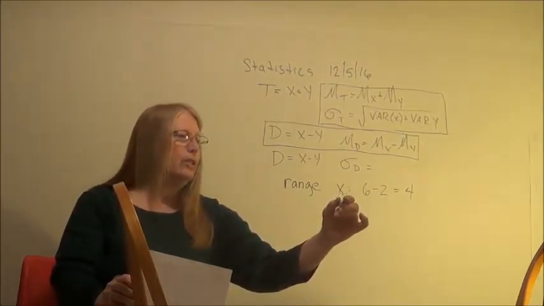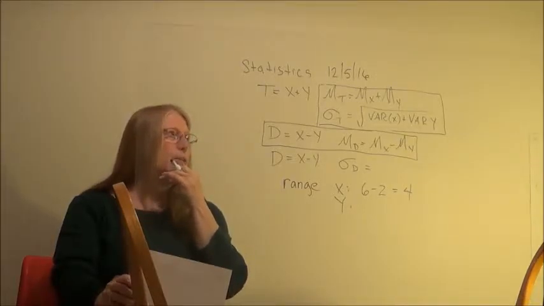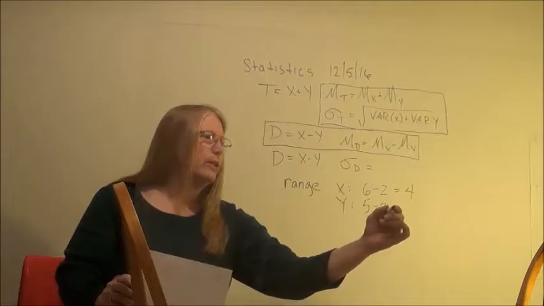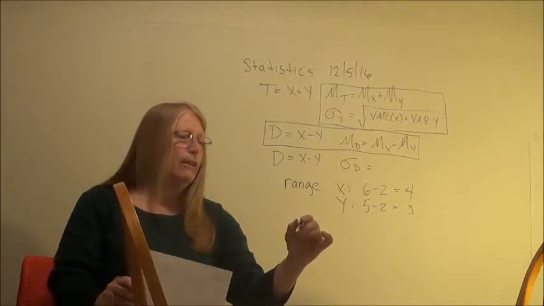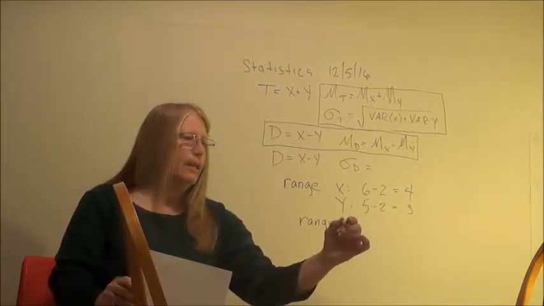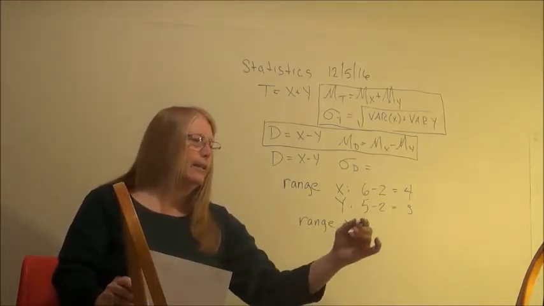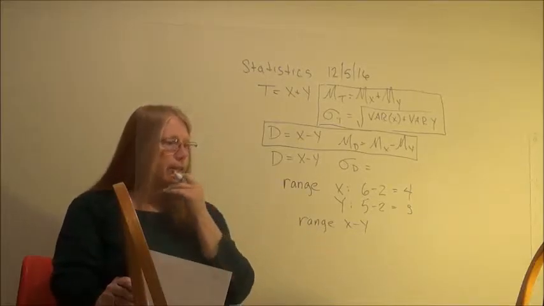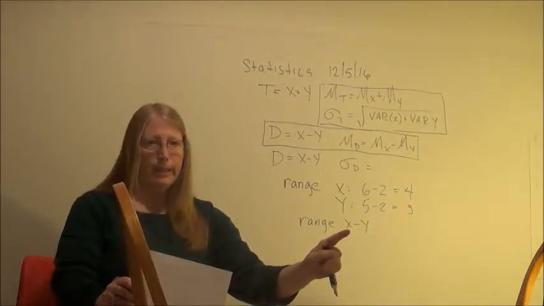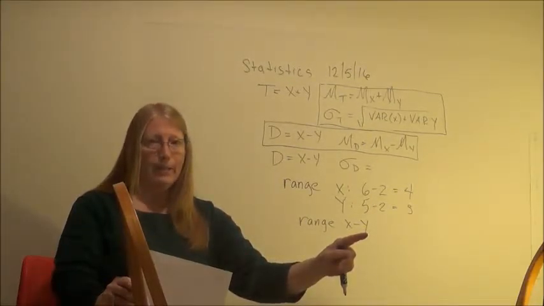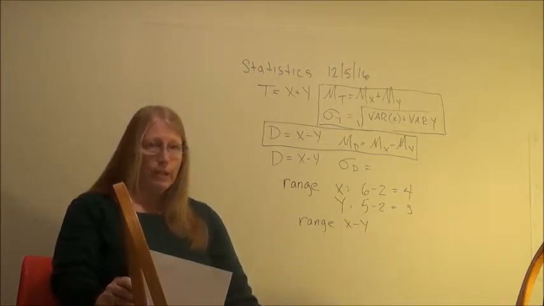Now Aaron's range was, her range was 5 was her highest and 2 was her lowest. So her range was 3. Now I'm going to look at the range of x minus y, the difference of the two. What would be the highest value we could come up with if we started with one of Pete's possibilities and subtracted one of Aaron's possibilities? What combination from Pete and Aaron would give us the largest number?